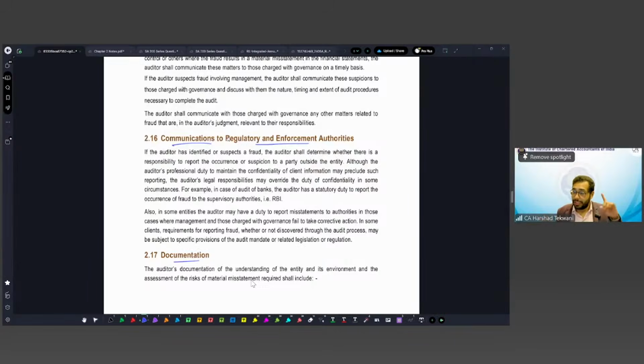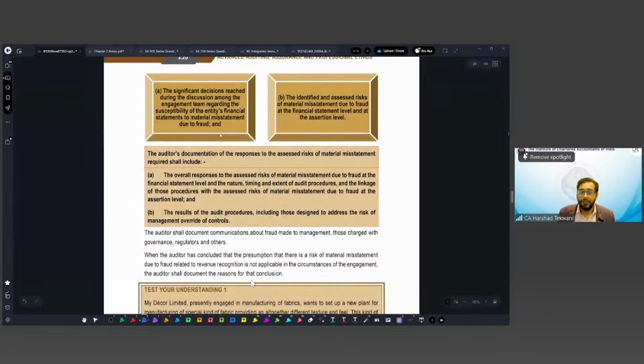See, as I told you at the start itself, documentation will be everywhere. It is not something that is done by one particular standard, SA 230. Documentation is there from start to end. So everywhere you are required to maintain documentation. This particular part talks about what documentation you are required to maintain. We have discussed it throughout the session also.